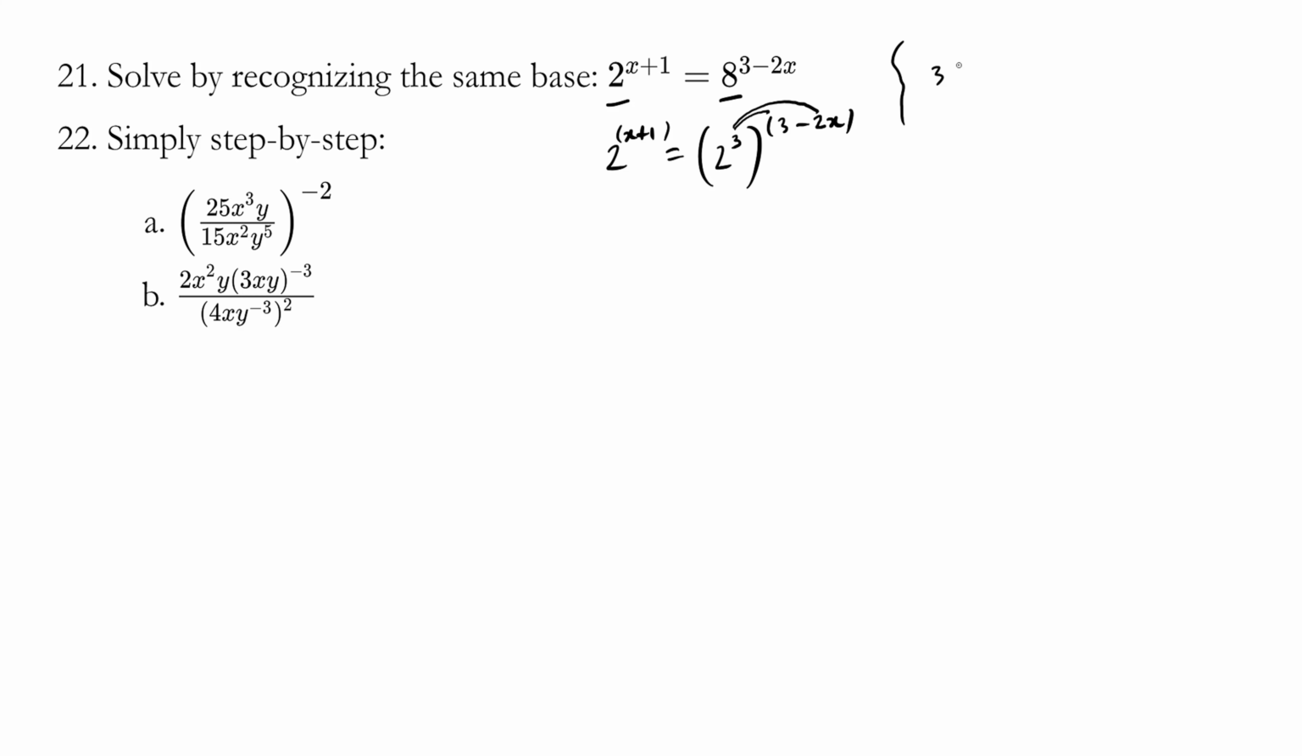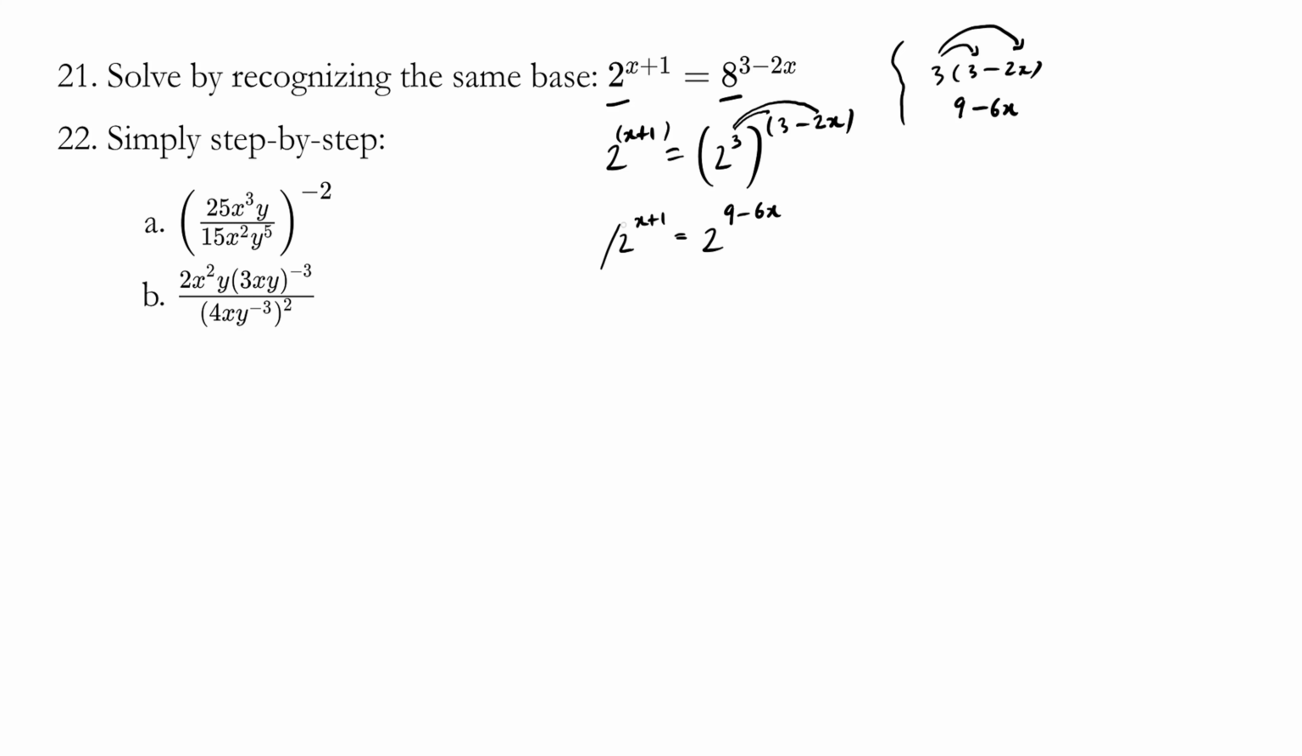What is 3 times (3 minus 2x)? You should feed the dog, and don't forget to feed the cat. When you feed these two animals, we're using distribution. The answer is going to be 9 minus 6x. So as you can see, 2 to the x plus 1 equals 2 to the 9 minus 6x. Please don't forget to distribute to both terms.